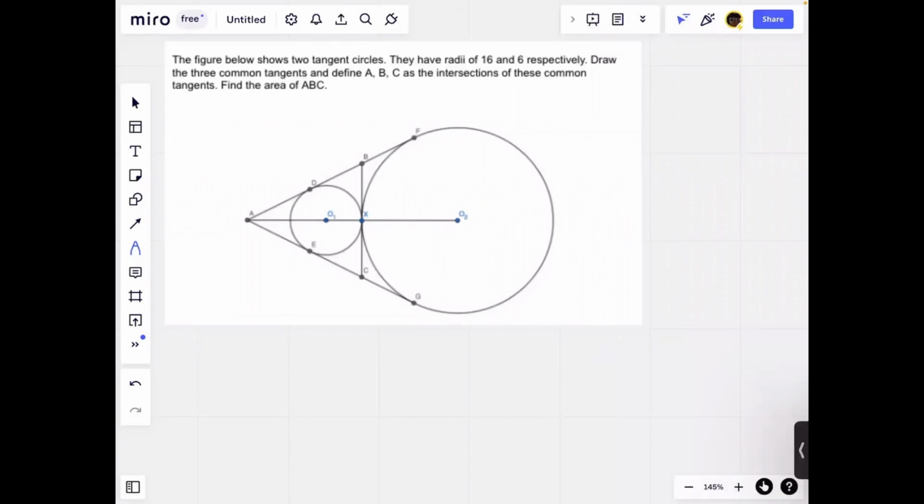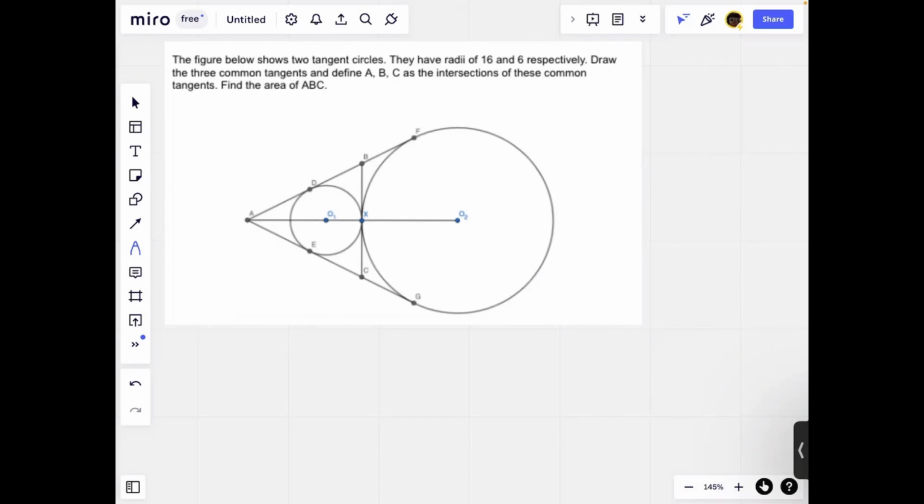Hi everyone, so for this week's video problem, it says the figure below shows two tangent circles. They have radii of 16 and 6 respectively. Draw three common tangents and define A, B, and C as the intersections of these common tangents. And you want to find the area of ABC.